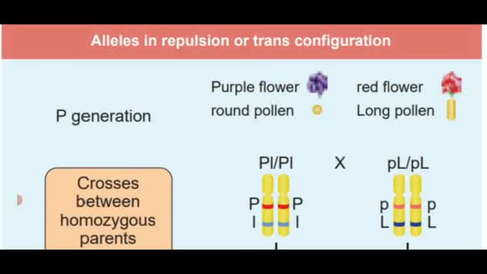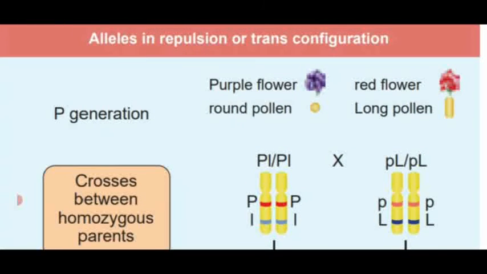That is said to be repulsion or trans configuration. That was also proved by Bateson and Reginald Punnett in the sweet pea plant, Lathyrus odoratus. See the diagrammatic representation: alleles in repulsion or trans configuration. They have taken the parental generation, but it will be somewhat different. What is the difference? The recombinant genes.